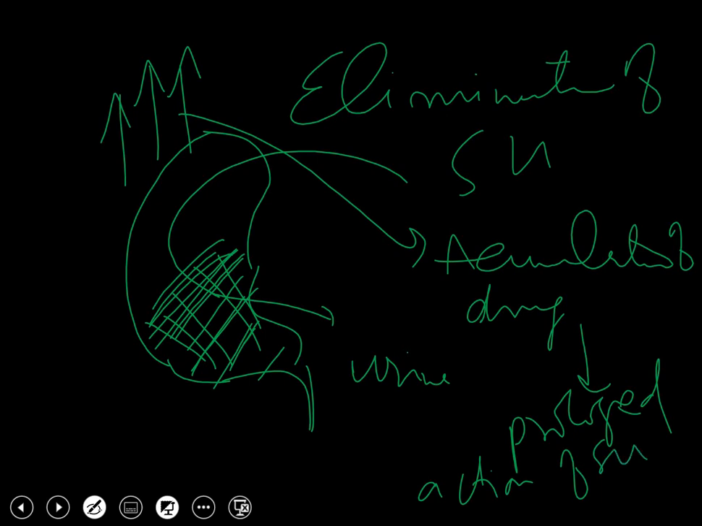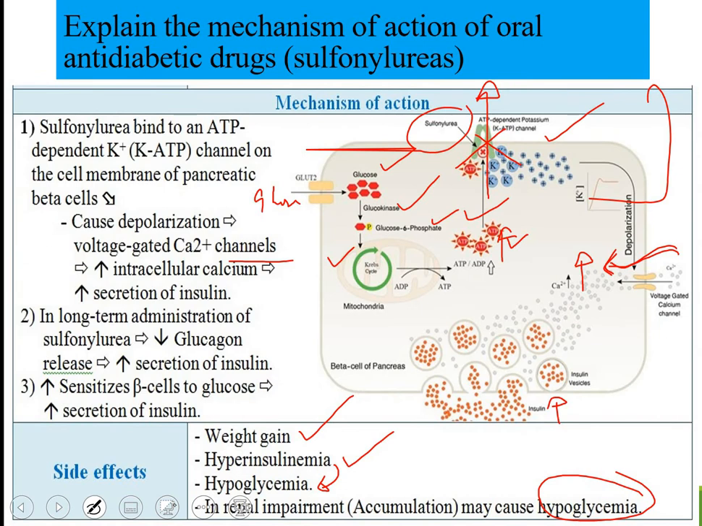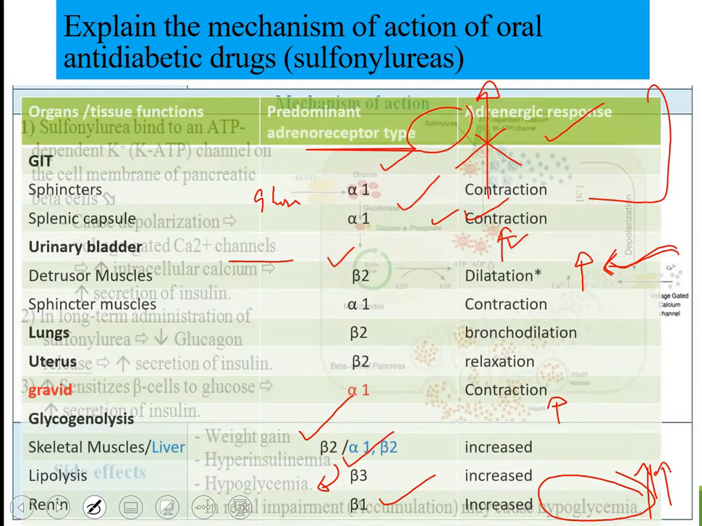So what is the possible risk in this case? The risk is hypoglycemia. So this is what it tells you: in case of using sulfonylurea, and there is renal impairment, the elimination from the body through the kidney is decreased, and the amount in the blood will be increased, so the chance of hypoglycemia is increased. That is what it tells you.